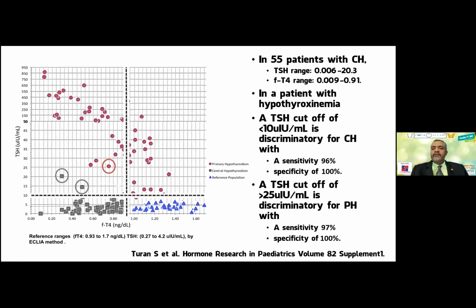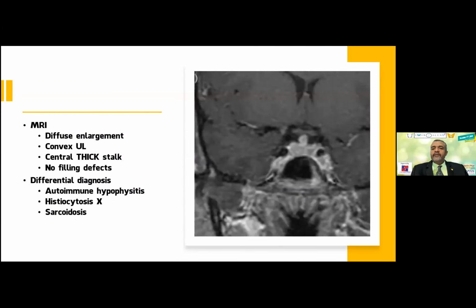In the MRI, there is a central empty sella. There is convexity of the upper border of the pituitary. There is a diffuse enlargement, and there is no filling defect that would be explained as adenoma. So the differential diagnosis for my patient was autoimmune hypophysitis, histiocytosis X, or sarcoidosis.